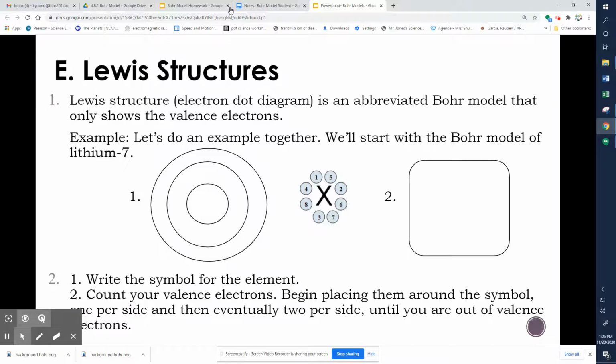In our next little part, I'm going to show you how to draw a Lewis structure or an electron dot diagram. Same thing. It is an abbreviated Bohr model that only shows the valence electron. Let's try to do one together. We'll start with the Bohr model of lithium. So I have lithium 7.